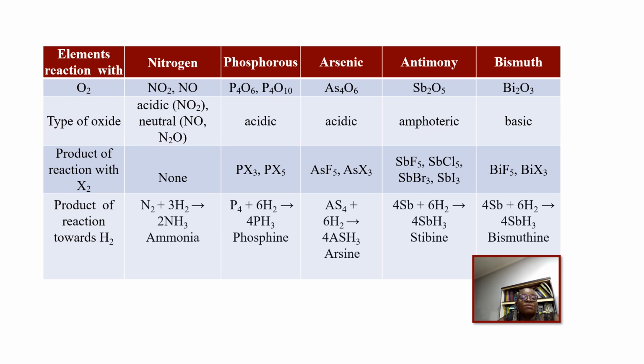Reaction with nitrogen: most of them do not react with nitrogen. Their reaction with halogens: they can form halides of +3 and +5, very common with the elements of this group. And then their reaction with hydrogen. For nitrogen, we form ammonia. For phosphorus, we form phosphine. For arsenic, it will form arsine. For antimony, it will form stibine, and bismuthine for bismuth.